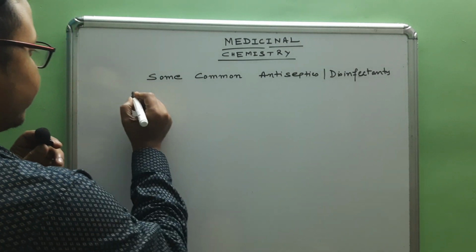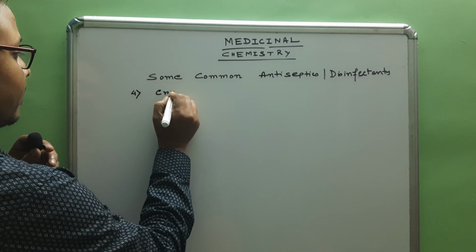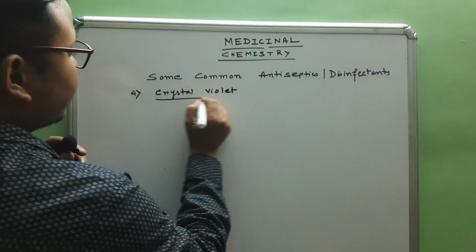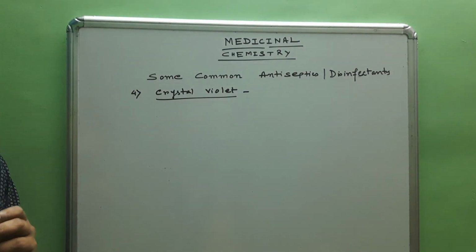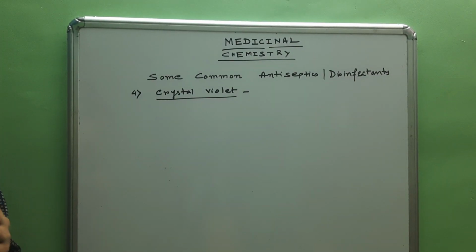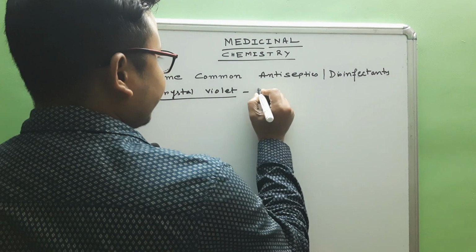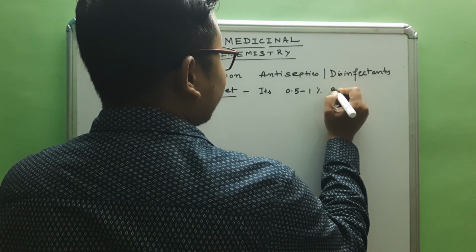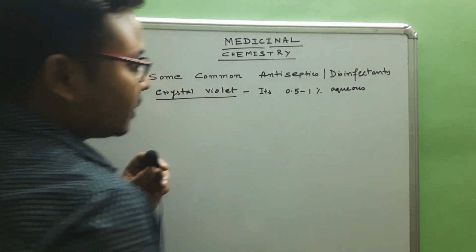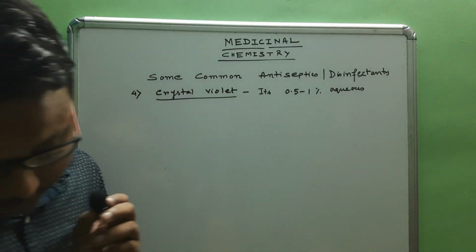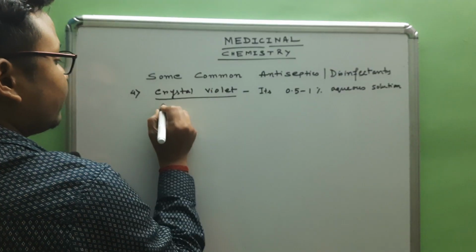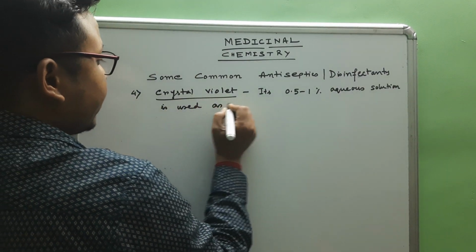So next, crystal violet. Crystal violet is also a very useful antiseptic. A 0.5 to 1% aqueous solution is used as an antiseptic.